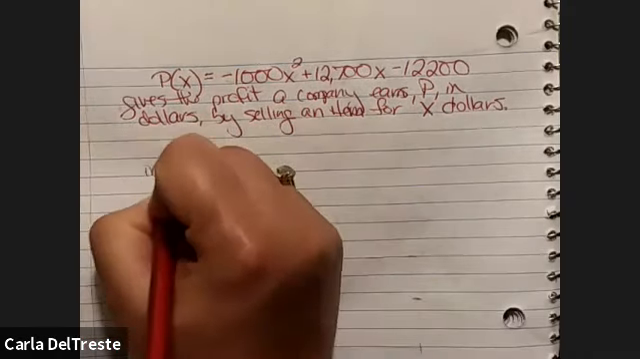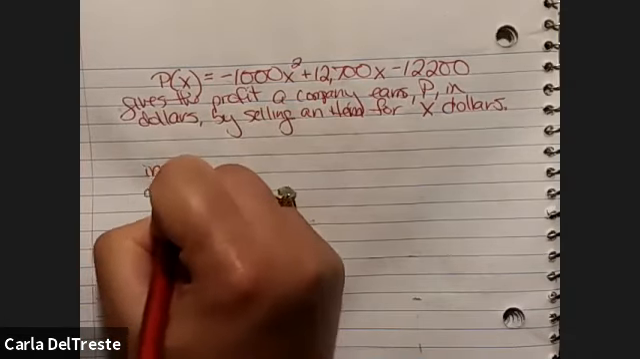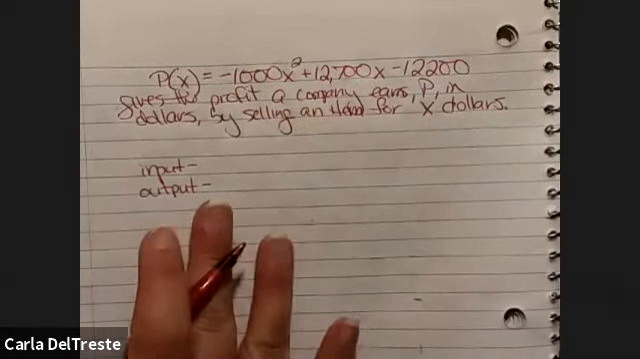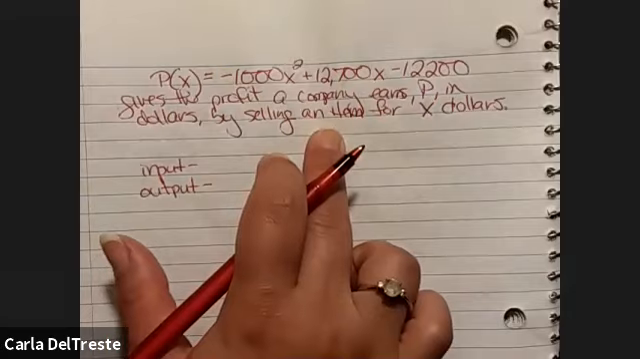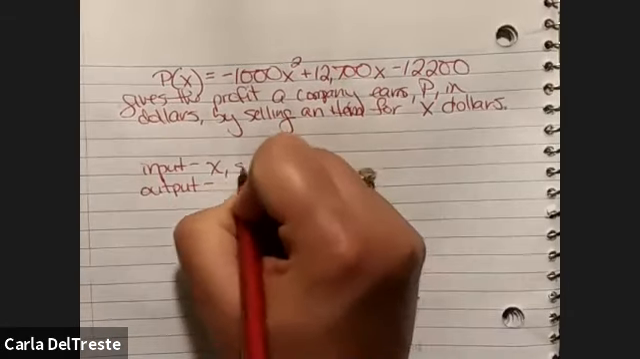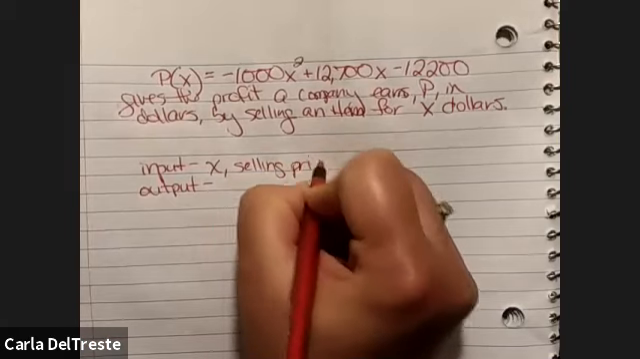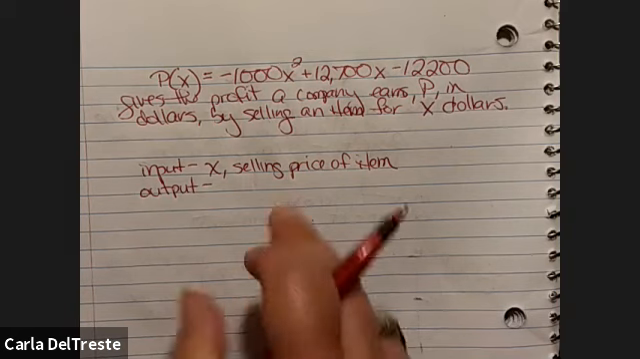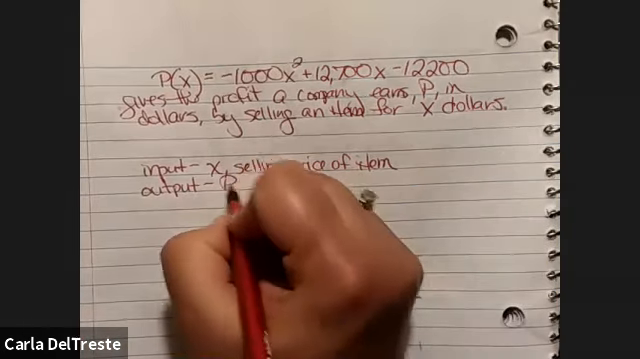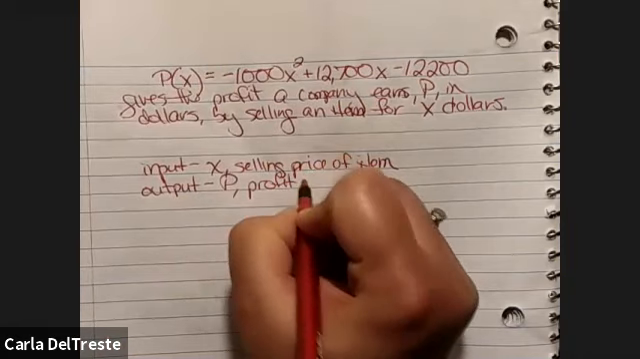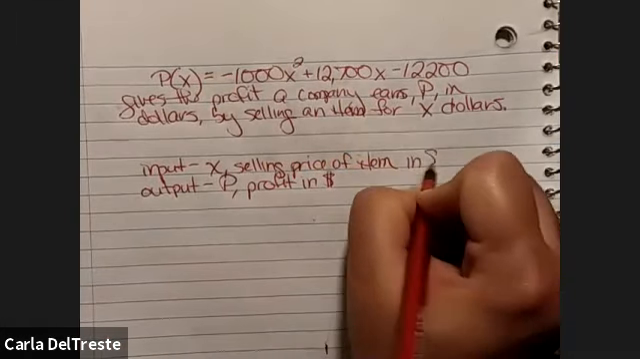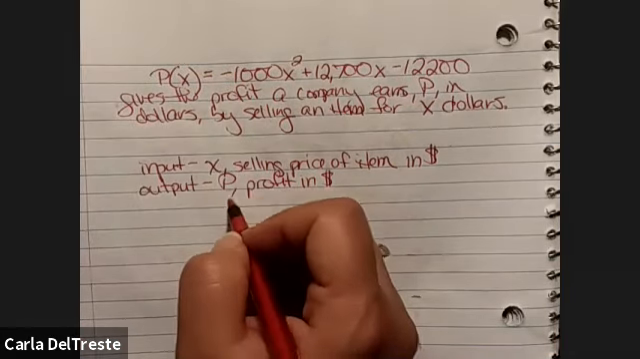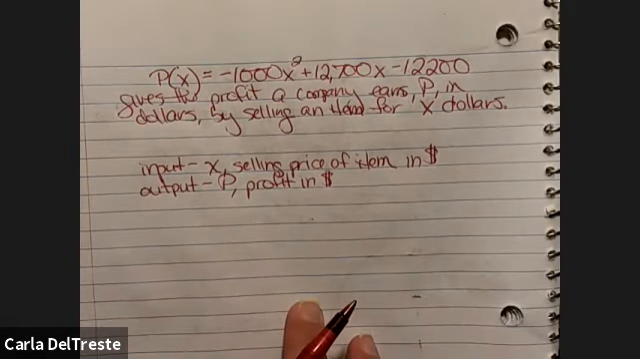So always talk about input and output first. What does this company model depend on? It depends on their selling price. So the input is X, which is their selling price of the item. How much are they going to sell it for? And then that's going to determine P, which is their profit in dollars. And both of these units are dollars. Okay? So again, keep this in mind because that's what's going to drive the rest of the questions.